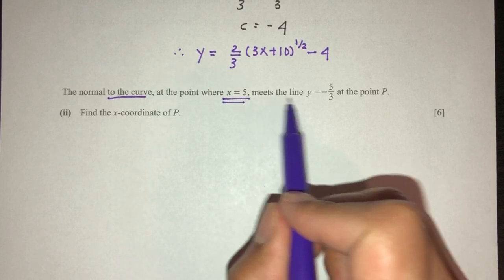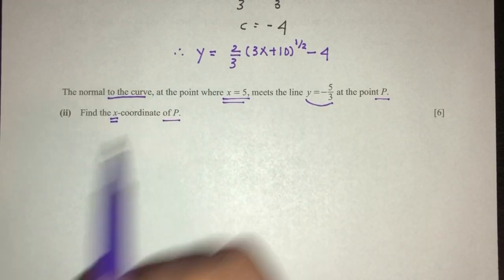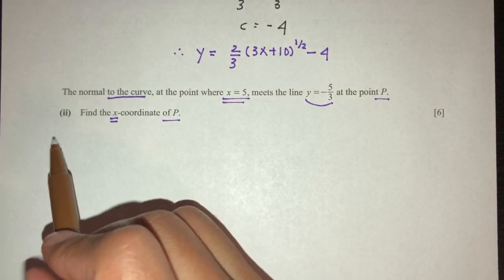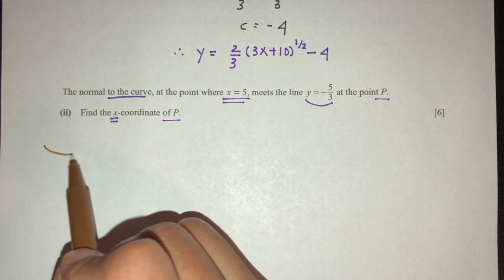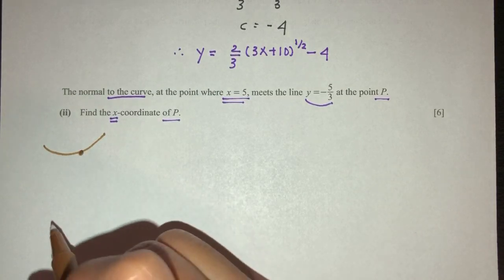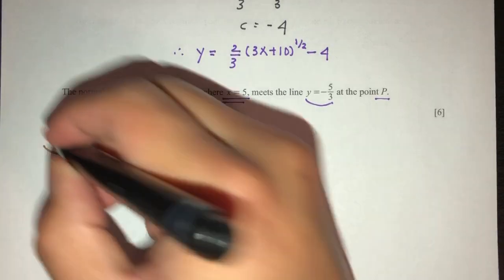Now for part 2, the normal to the curve at the point of x equal to 5 meets the line at P. Find the x coordinate of P. So step by step, if you want to have a drawing to help you with that, we have the curve here, for example. At the point of x equal to 5, we have a normal going through that point.